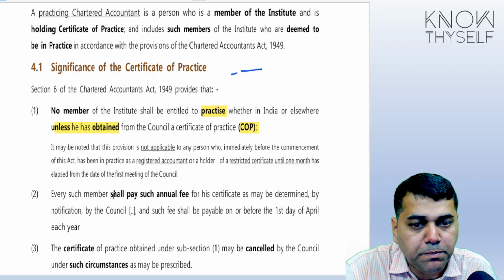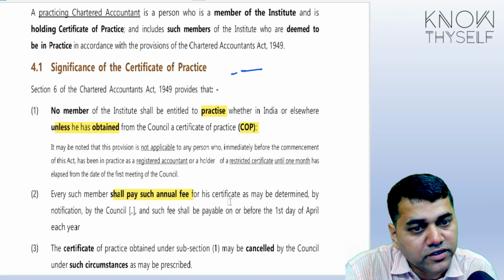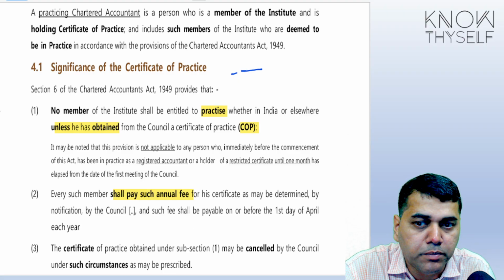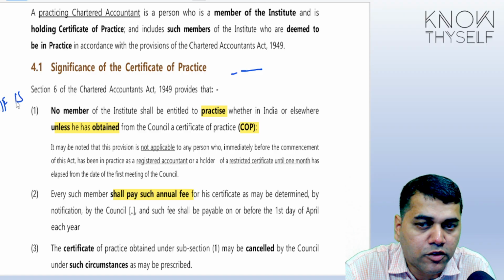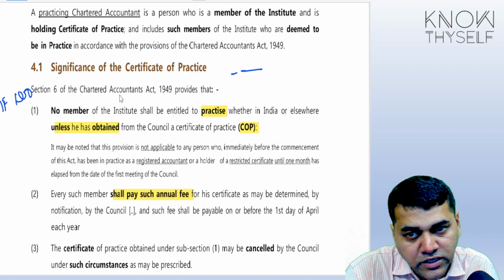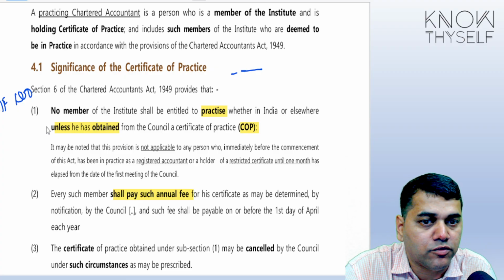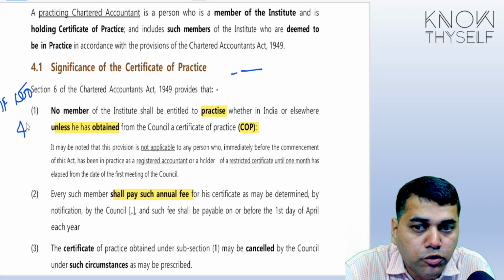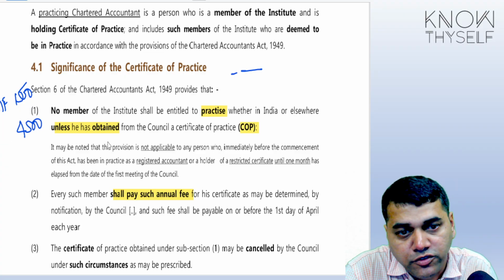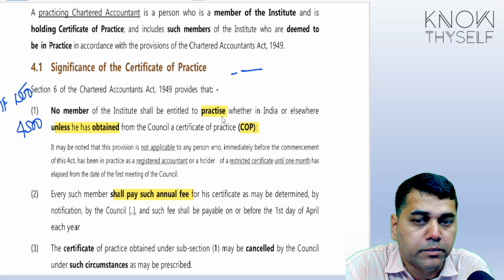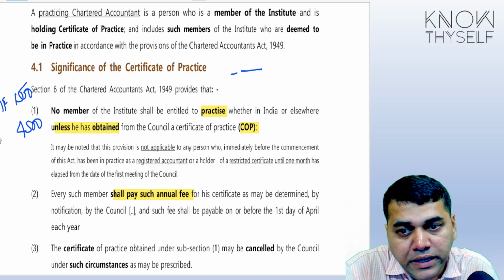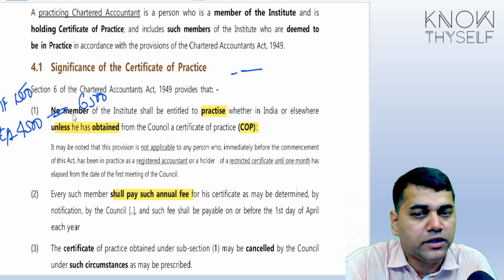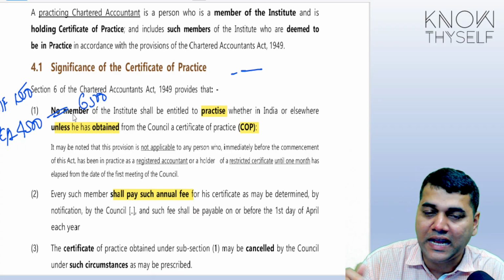Every member shall pay such annual fees for his certificate as may be determined by the council. So, for example, if your membership fees is 1,500 and if you hold the certificate, that means you got two certificates now. One is certificate of membership and certificate of practice. So your total payment will amount to say 4,500, 3,000 for COP, 1,500 for membership. And if you happen to be an FCA, then this will go to 6,500. So they have got different slabs.